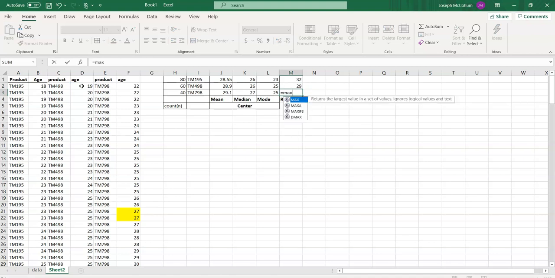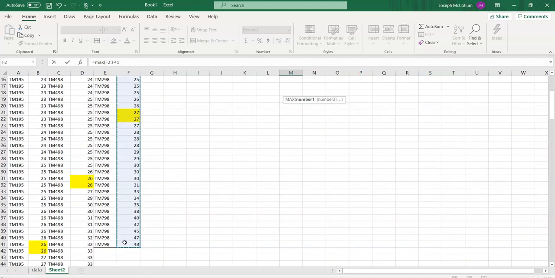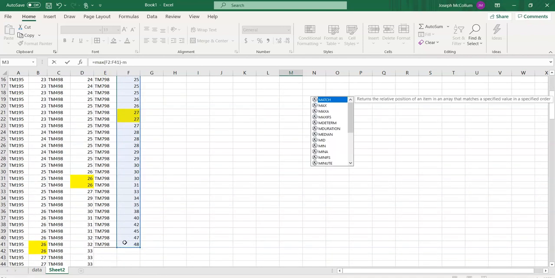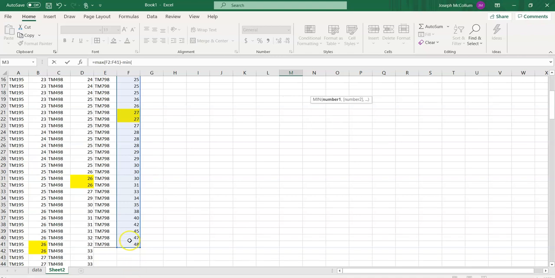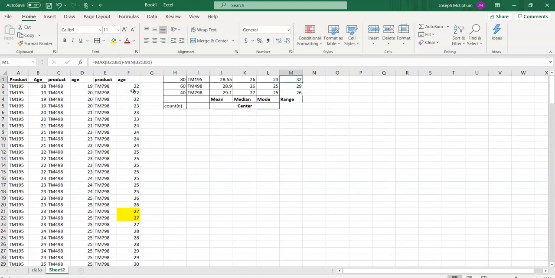The range is the first chance for us to see how the data is spread. It's a quick and dirty way to look at the spread of the data. So the range is great. There are some problems with the range. The biggest problem is an outlier. An outlier will really destroy your range.